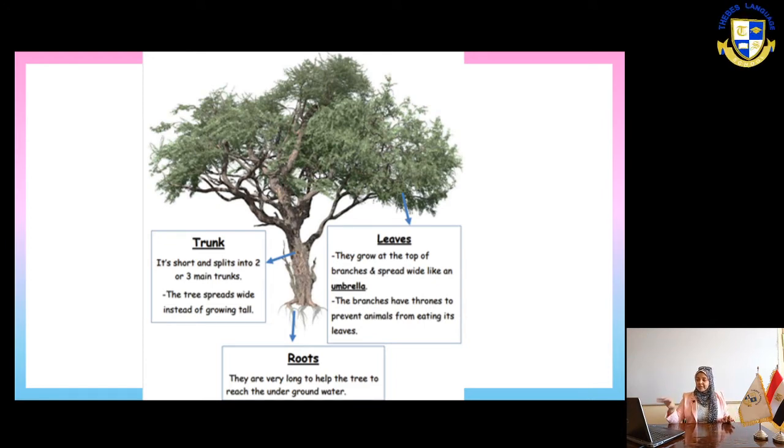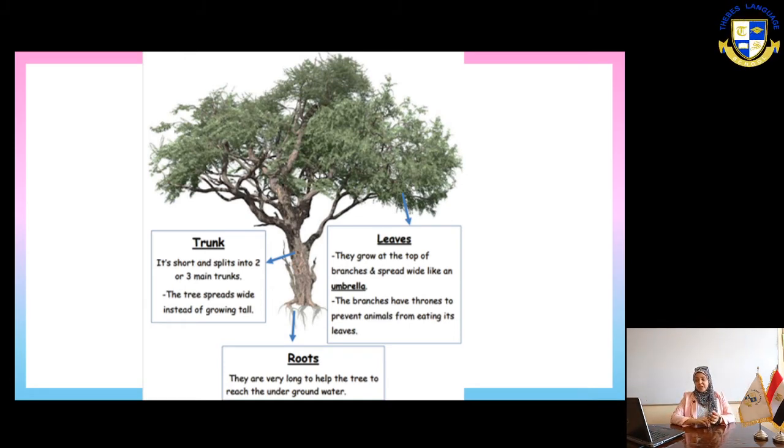Okay? The last part we're going to talk about in this tree are the leaves. The leaves grow at the top of the branches and spread wide like an umbrella. As we can see here, the trunk splits into 2 or 3 main trunks. Okay? Each trunk has branches. These branches are covered with leaves. These leaves spread wide like an umbrella. They look like an umbrella.